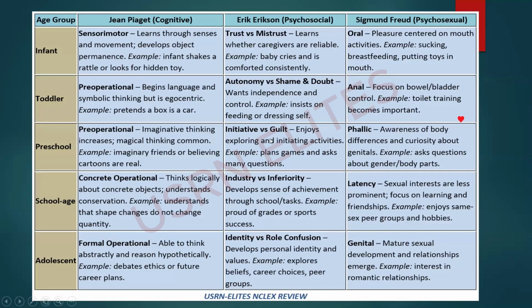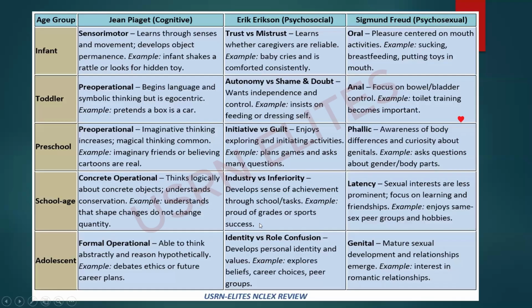Preschool, that's initiative versus guilt. So they enjoy exploring and initiating activities. An example is they plan games and ask many questions. That is between 3 to 5 year olds. Then school age, that is from 6 years, right? School age is industry versus inferiority. They develop a sense of achievement through school, for example, being proud of grades or sports success.